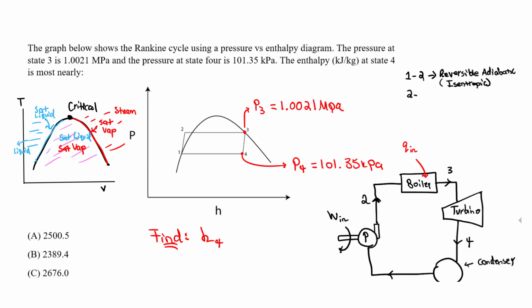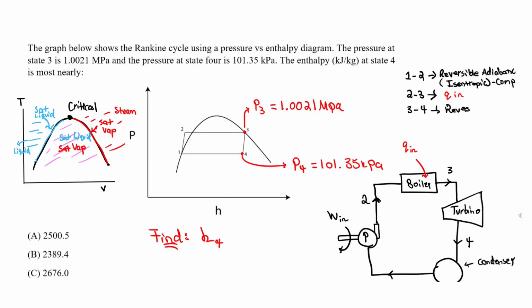Now from 2 to 3, what do we have? You're going to have constant pressure heat addition in the boiler. We're just adding heat at a constant pressure, so Q in for that. Then from 3 to 4, it's reversible and adiabatic as well, meaning no heat transfer, and it's still isentropic. This is expansion through the turbine. So this is compression for the pump, and this is expansion.